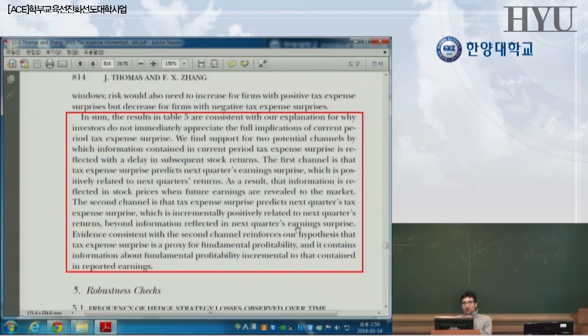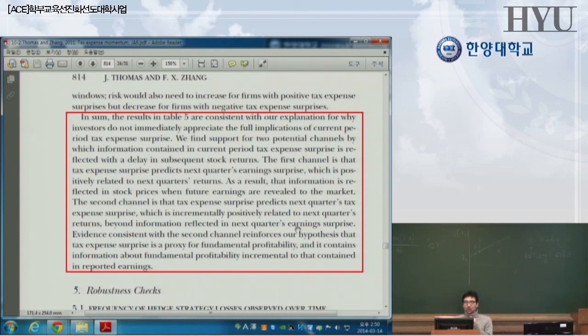The first channel is that tax expense surprise predicts next quarter's earnings surprise, okay, which is positively related to the next quarter return. As a result, that information is reflected in stock prices when future earnings are revealed to the market. The second channel, which is more interesting, is that tax expense surprise predicts next quarter's tax expense surprise, which is incrementally positively related to the next quarter's return beyond information reflected in next quarter earnings surprise.